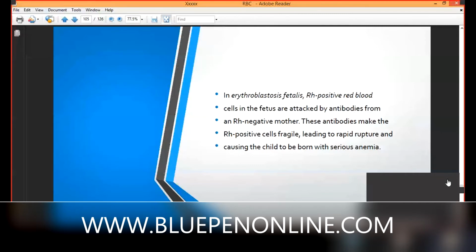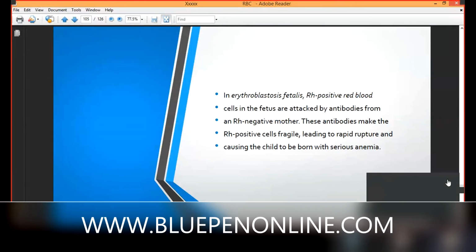Okay, is that clear? Yes, ma'am. So when they ask about anemia, you have to define anemia. Then you have to write the normal value of hemoglobin. In males it is 14 to 16 gram per dl, and in females it is 12 to 14 gram per dl. Below 8, the person will be anemic.